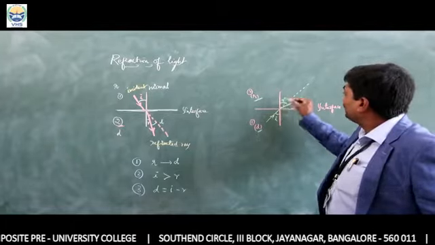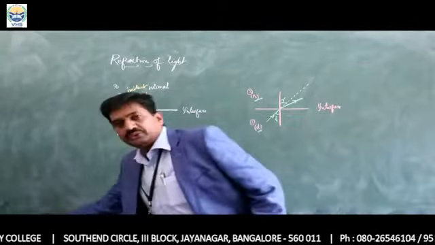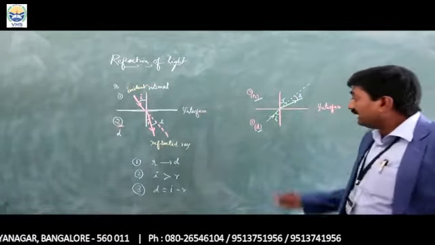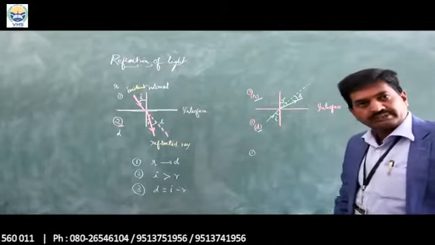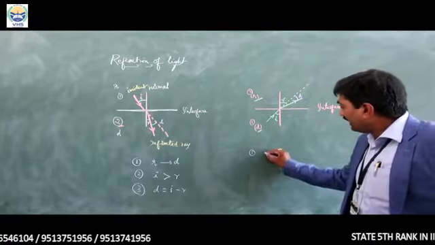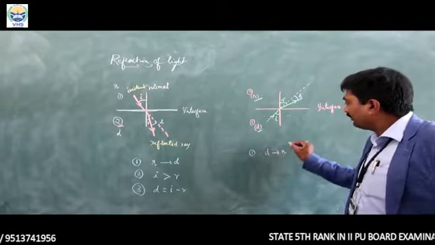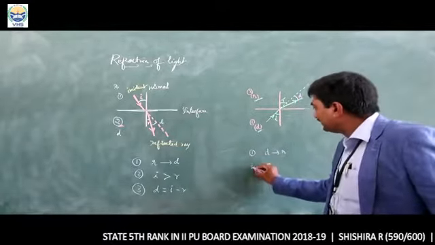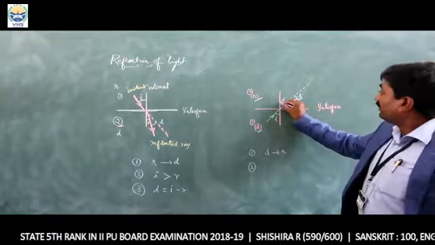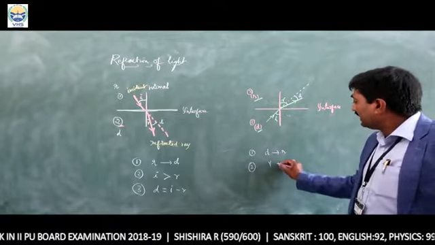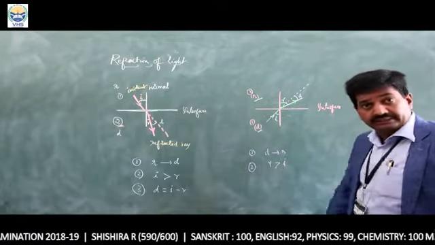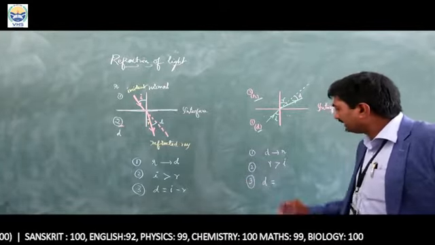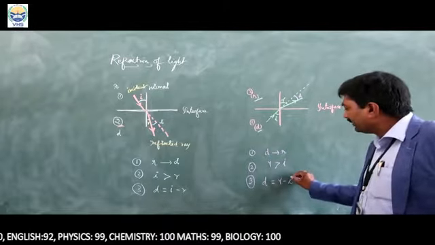I can take this as small r, and the deviation produced is denoted by d. This is the deviation produced. In this case, 3 points you have to remember again. When a ray travels from denser to a rarer medium, the refracted ray bends away from the normal. And the second point is this angle of refraction, that is r, is greater than the angle of incidence, that is i. And the third point is the deviation produced is given by r minus i, because r is greater than i.